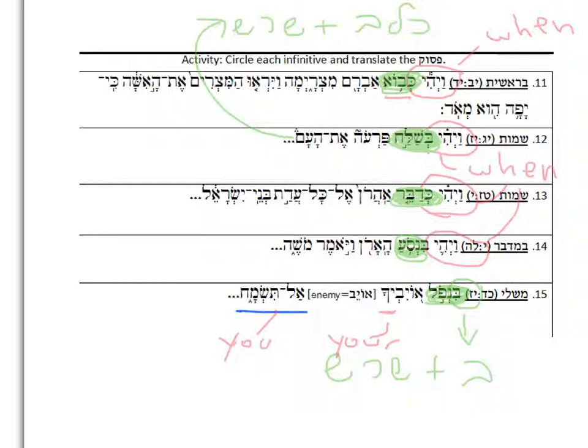So as we mentioned with participles, that means that bin'fol has to be either present or future tense. So bin'fol oivecha, so when your enemies fall or will fall, al tismach. So al plus the tav means don't. Sameach is like rejoice, be happy. So don't rejoice. So when your enemies fall, don't rejoice.